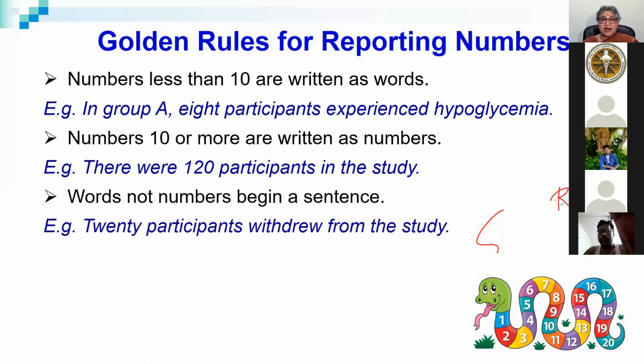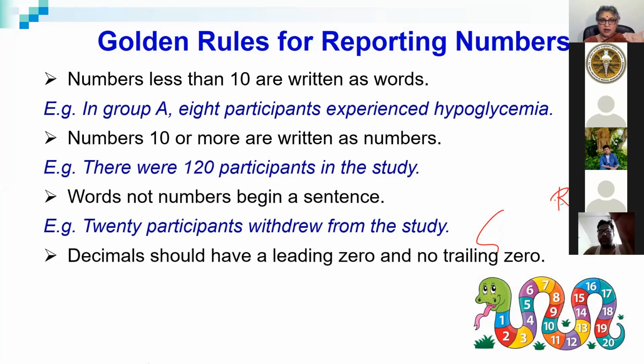If you are beginning a sentence, then you should write the number as a word. So with 20 participants, don't write the figure 20. It should be in words.